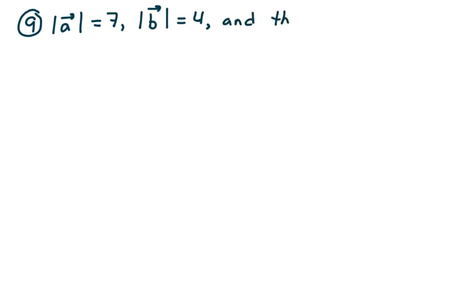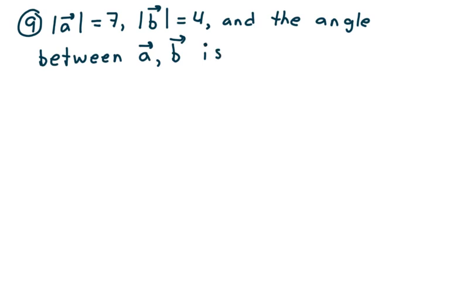Now, suppose the length of A is 7, and the length of B is 4. And the angle between vectors A and B is 30 degrees.